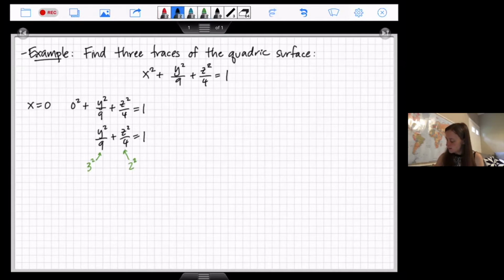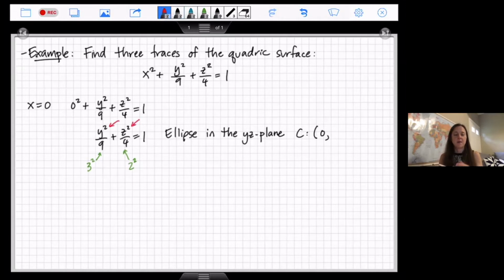Okay, so let's just write down some information. This is an ellipse in the yz plane. And let's write down the center. The x coordinate of the center is 0 because we plugged in x equals 0 to find this curve. And then the y and z coordinates are 0 because of that part of the equation of the ellipse with the red arrows pointing to it. Again, there would be parentheses giving us a different center if that was the case. So 0, 0, 0.